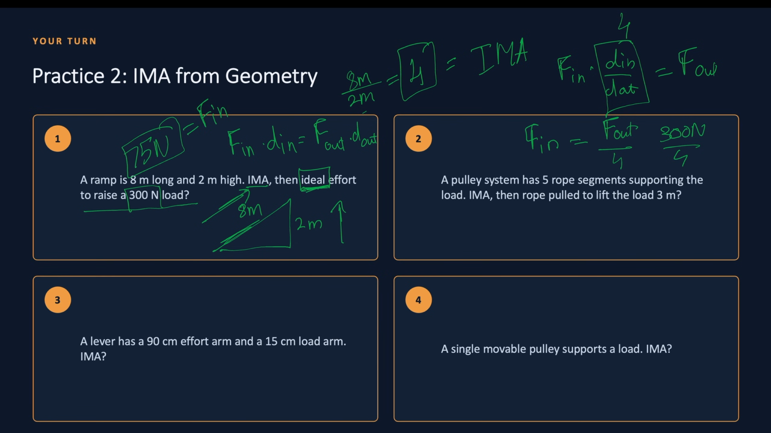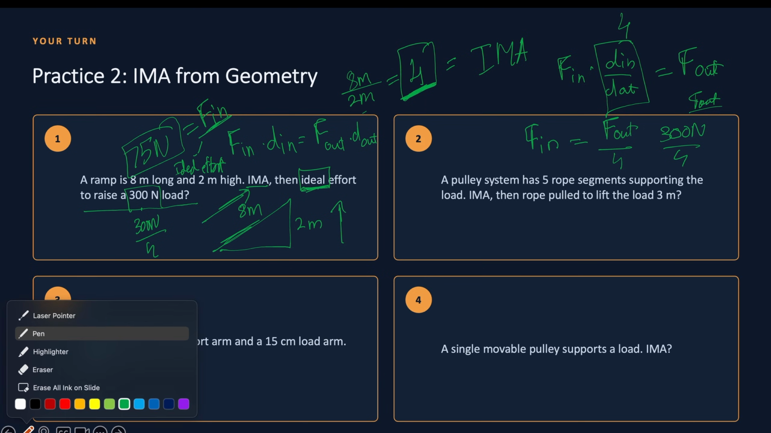So ideal effort, because this is using ideal mechanical advantage, not actual. So here, that's fine, okay? Because they said ideal effort. And you didn't need to do all this math here. You could have just said force out over force in should be your ideal mechanical advantage. Or you could have just reasoned through it, right? If my ideal mechanical advantage is 4, what does that mean? I exert 4 times less force than this, right? So this is going to be 300 newtons over 4.